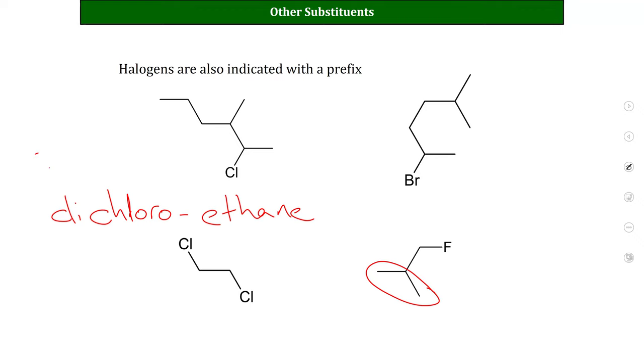So it'd be 2-2. Or sorry, 1-2. 1,2-dichloroethane, as opposed to 1,1-dichloroethane. Right, so it makes things a little more complicated, but it's not really any different. It's just another wrinkle to keep track of, right? Still, find your longest continuous carbon chain, name everything else with a prefix.